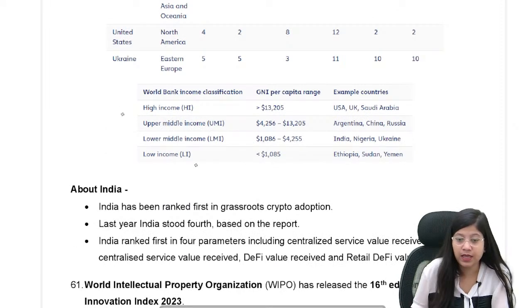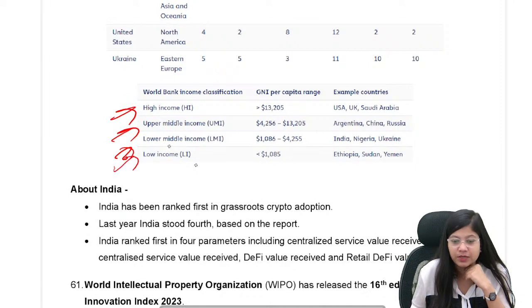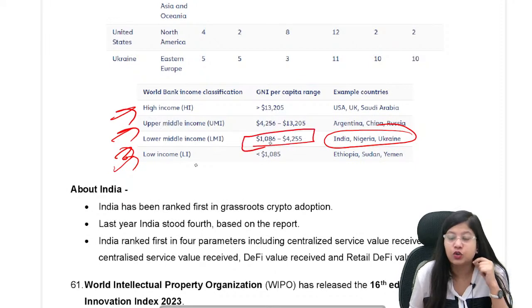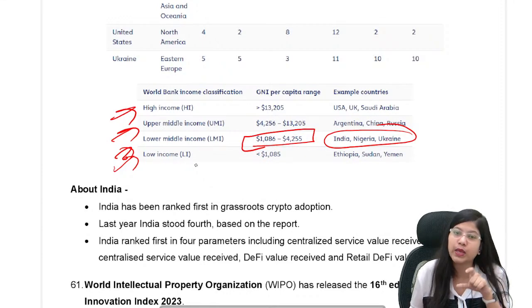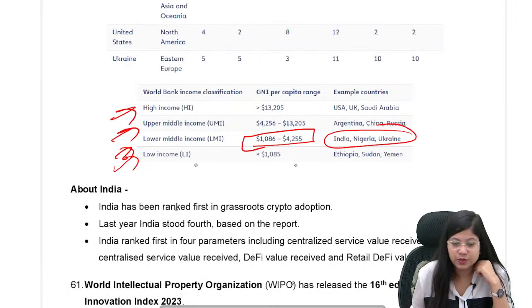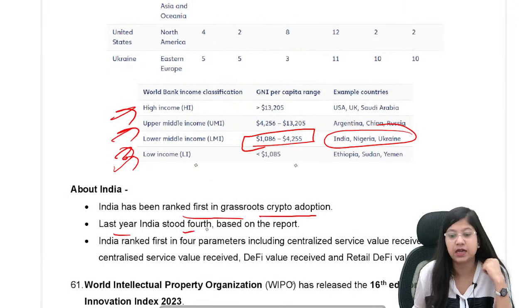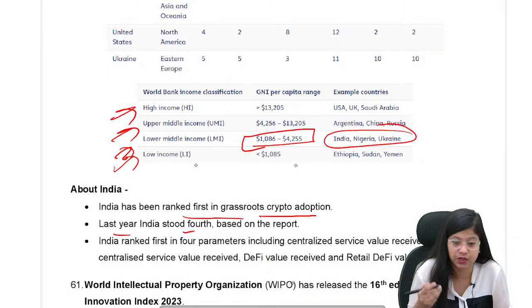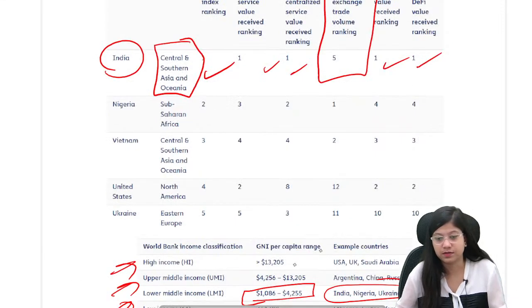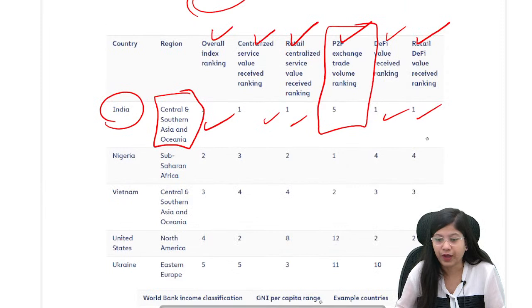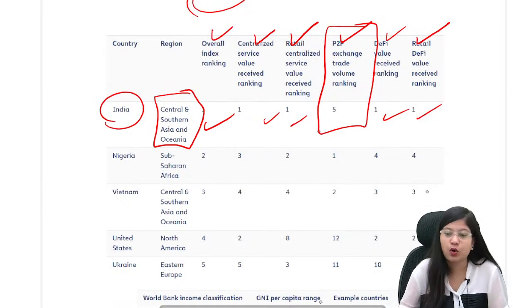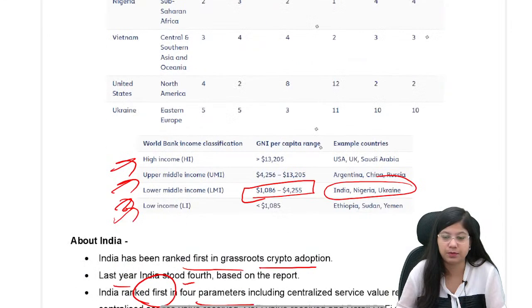Now do pay attention to this thing, that this particular report has taken over the income classification criteria given by the World Bank: high income, upper middle income, lower middle income and low income. India falls in the lower middle income country criteria, which has a gross national income per capita range of 1086 to 4255 US dollars. One more thing, India has been ranked first in grassroots crypto adoption. Last year, India was standing at the 4th position. Now it is at the 1st position. India has ranked first in 4 parameters. We have seen here 1, 2, 3, 4, 5, even 5 parameters. Overall ranking also is first. So as far as parameters are concerned, India has ranked first in 4 parameters.